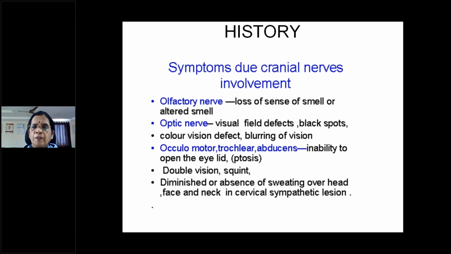In optic atrophy there will be painless loss of vision, or sometimes, in retrobulbar neuritis, painful. Progressive loss of vision also gives a clue that the patient has involvement of the optic nerve. Next come the third, fourth and sixth nerves. You have to put the symptoms together and then examine.